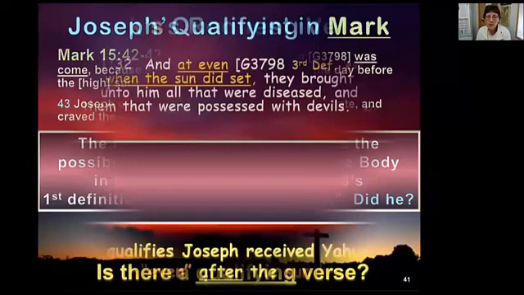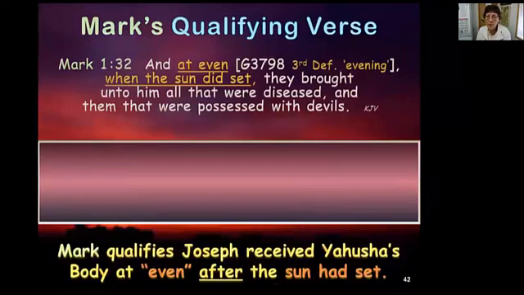So I went on a search to see if I could find something. This is brand new. This is not in any of our studies. Brand new, hot off the press. This is the only place you're going to see this. Here's Mark's qualifying verse in chapter 1, important chapter, chapter 1, verse 32. This is what Mark says, "At even," 3798, "when the sun did set." So Mark is qualifying that, even though we're using 3798, he is taking up the third definition for the word evening, "when the sun did set." "They brought unto him all that were diseased and them that were possessed with devils."